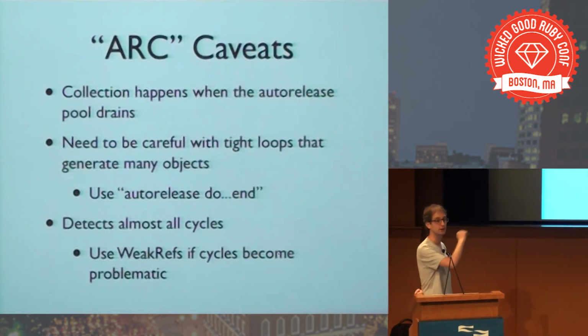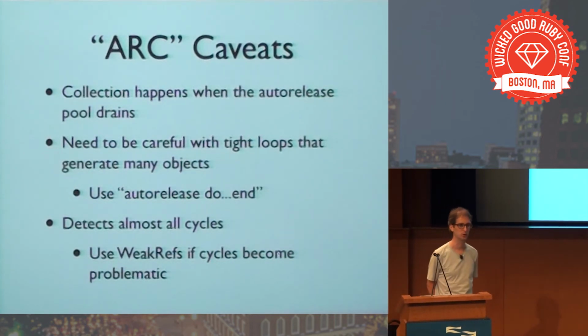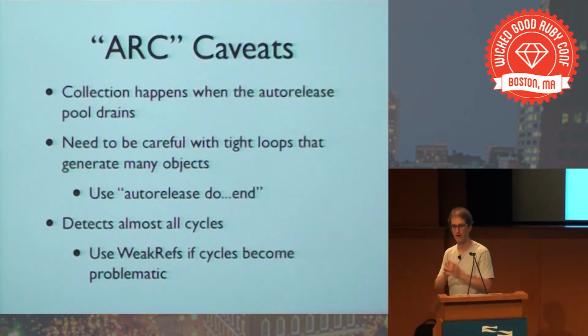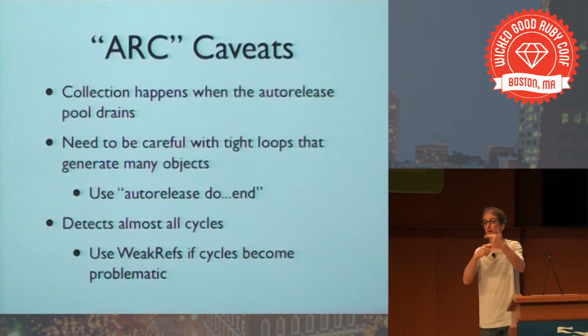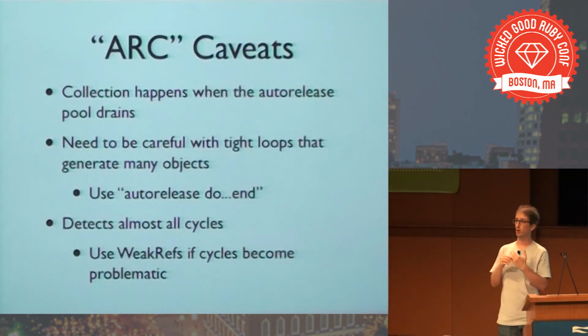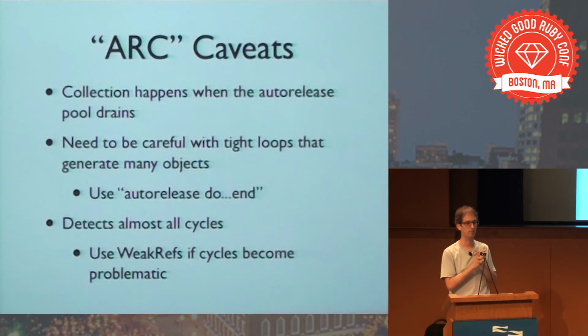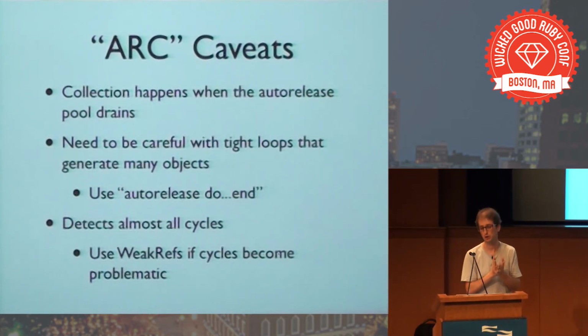And so there's actually a convenience in RubyMotion, this autorelease with a block, do, end, or in brackets, that will wrap up that piece of code in its own auto-release pool. So if you have a tight loop where you're doing a lot of object allocation, just make sure that you wrap it up with this autorelease do end, and you should be fine.